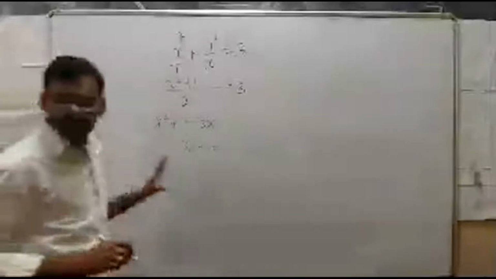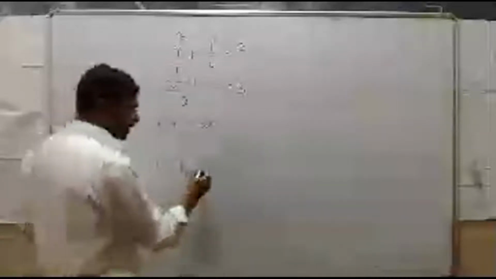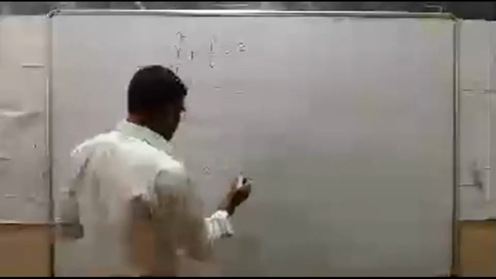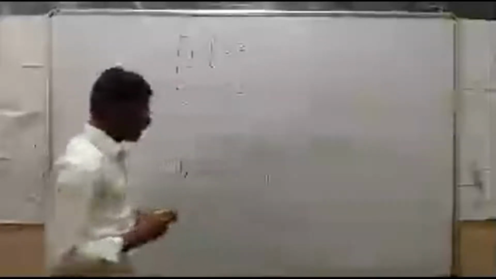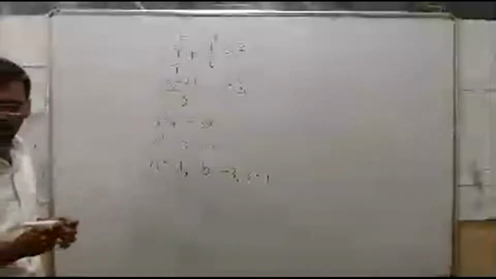Now it is in the form of a quadratic equation, in which the a value is 1, the b value is the coefficient of x, which is minus 3, and the c value is 1. Okay. We have to find the roots of this quadratic equation by which formula?